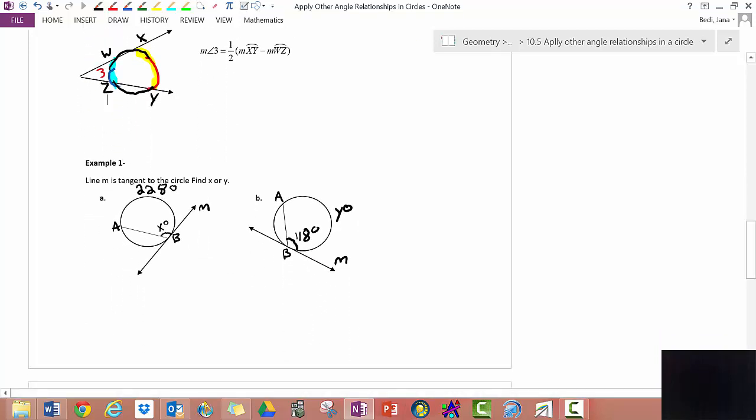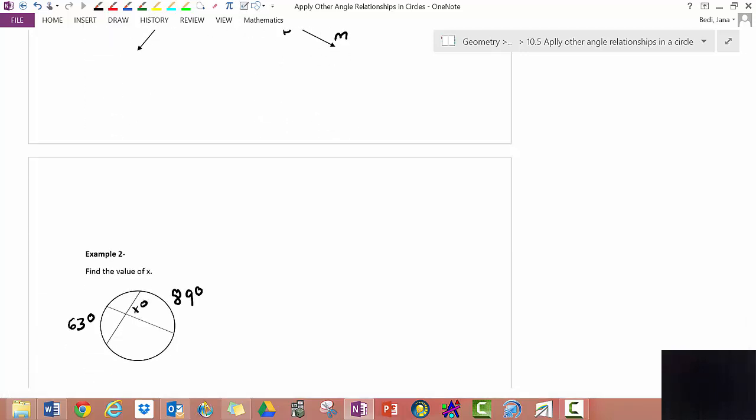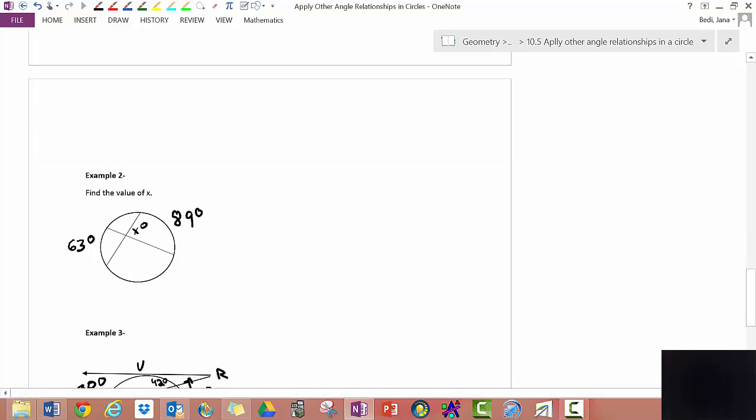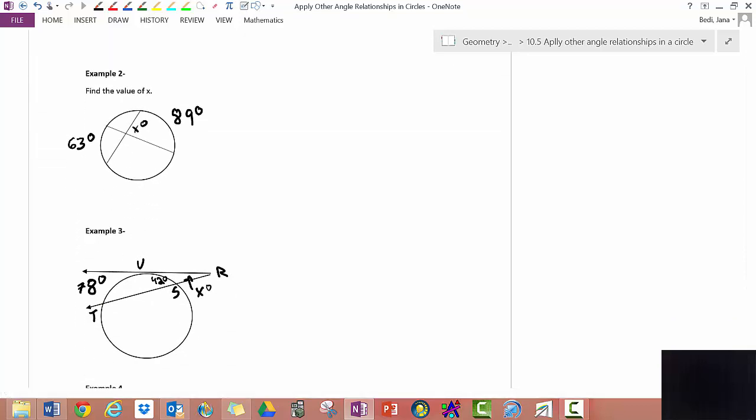Okay, now you have examples. You're told the line M is tangent to the circle, find x or y. I think this is pretty simple. Again, here you know, write your formula down. Say x is equal to what? And look at the theorems above. Okay, example 3, this is where you're given an angle outside.